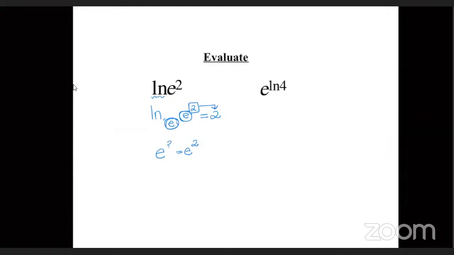Similarly here, on the second one, we've got a base of e in our exponential. We've got a base of e in our logarithm, which again would never be written this way, but natural log is base e. So you can see that the base of our exponential and the base of our logarithm match, which means our answer is whatever other number is in that problem, which would be 4.